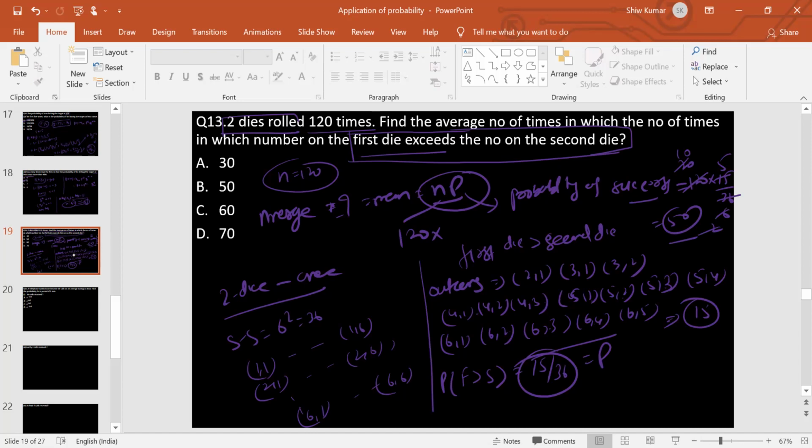So I'll discuss this much only for today, and we'll continue in the next class. There are 2 more distributions, Poisson and normal distribution. We'll see in the next class.